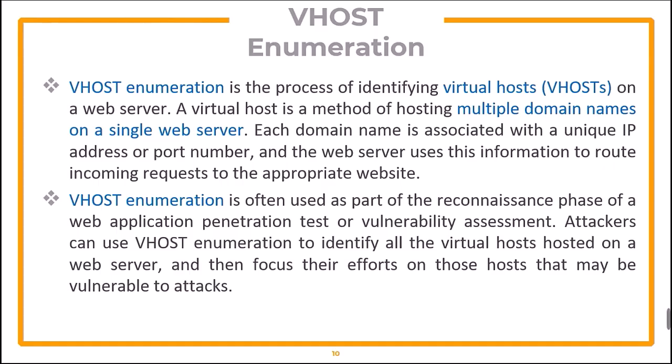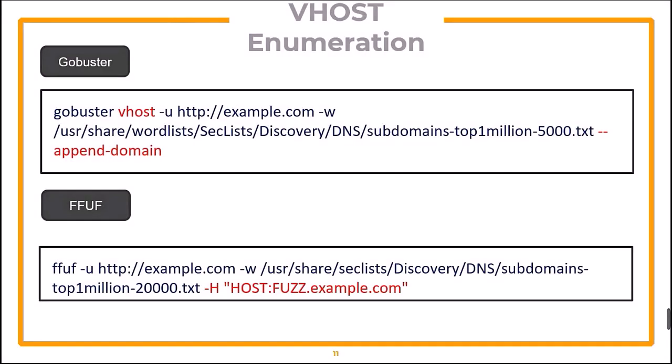Vhost enumeration is often used as part of the reconnaissance phase of a web application penetration test or vulnerability assessment. Attackers can use vhost enumeration to identify all the virtual hosts hosted on a web server, and then focus their efforts on those hosts that may be vulnerable to attacks. Just use the vhost mode in Gobuster. Specify the URL, the word list, and use the --append-domain flag. For FFUF, you need to use the -H flag that specifies the header and specify the host.